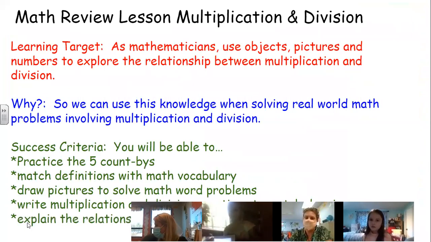Let's put our lids on our markers. As mathematicians, we're going to use objects, pictures, and numbers to explore the relationship between multiplication and division.